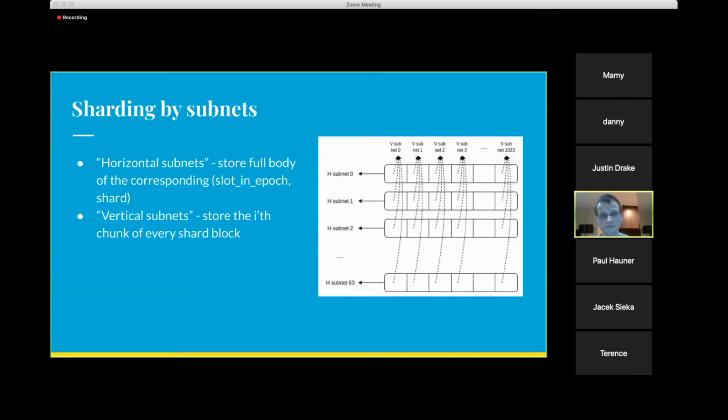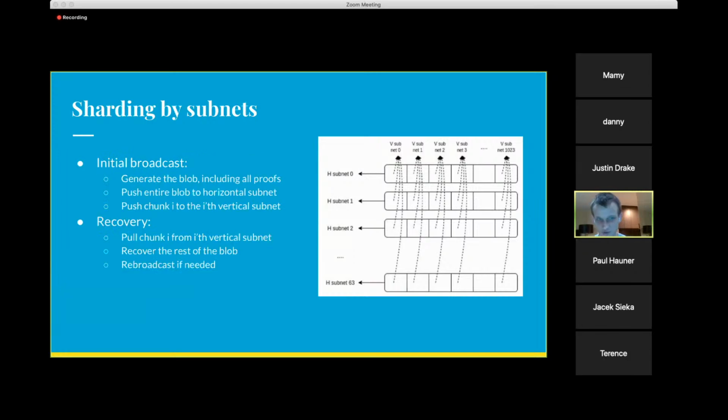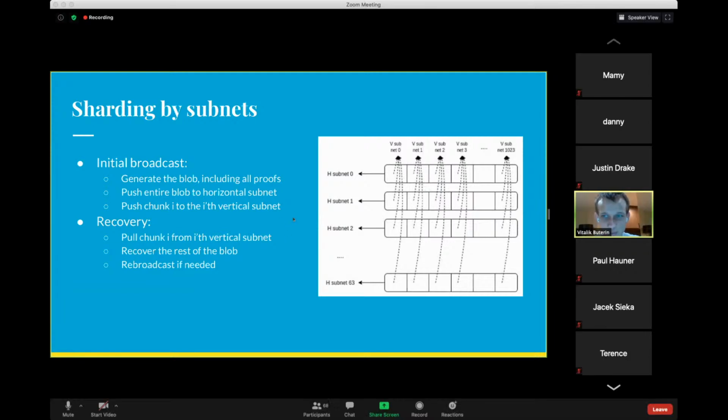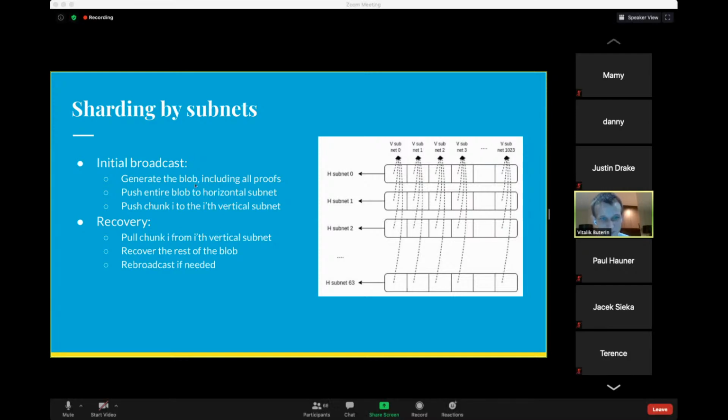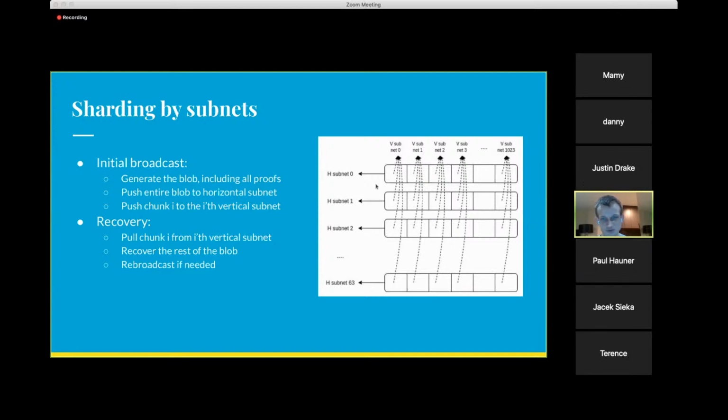Okay, so the broadcasting procedure. There are 3 broadcasting games that we need to worry about. I forgot to mention the third one here. One of them is the initial broadcast game. When a proposer publishes a shard block, they generate the shard block, including all of the proofs. Then they push the entire shard block to the corresponding horizontal subnet, and then they push chunk i to the ith vertical subnet.